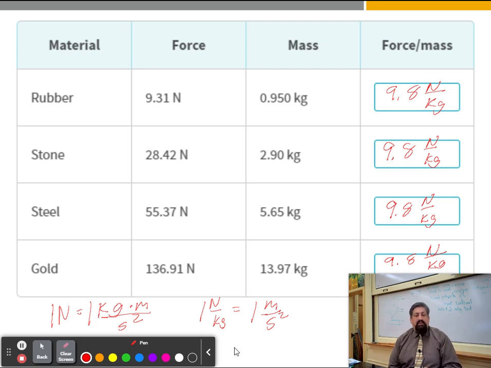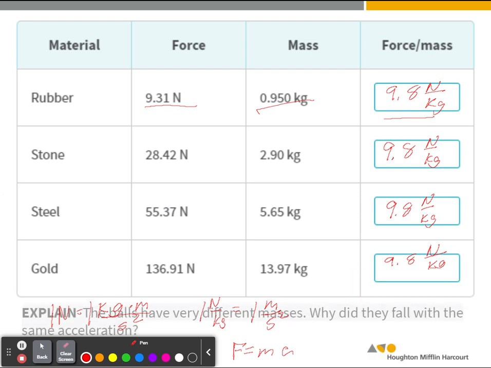Remember Newton's second law, F equals ma. Force equals mass times acceleration. So if we take this mass and multiply it by this acceleration, because it's in meters per second squared, it's acceleration, we take this mass, multiply it by this acceleration, this mass, multiply it by this acceleration, then we get this force or this weight. This agrees with Newton's second law.